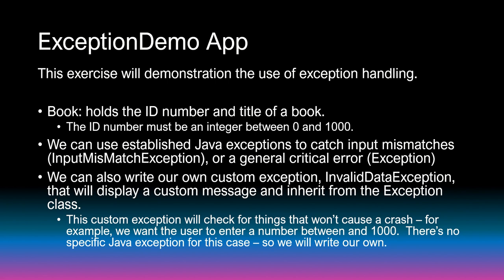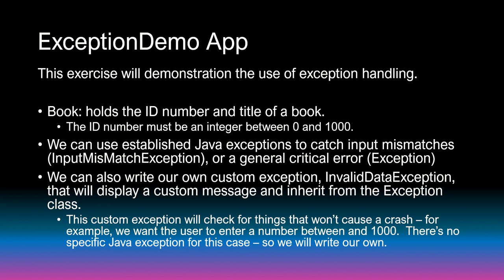So for today, we're going to be doing an exception demo. Our exception demo app is going to show us how we can use exception handling. We're going to start with a book class. The book class just holds the ID number and title of a book. Think about a library book. It's got an ID number and then a title.